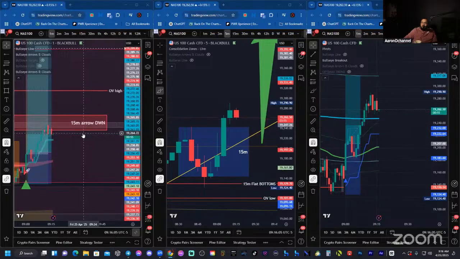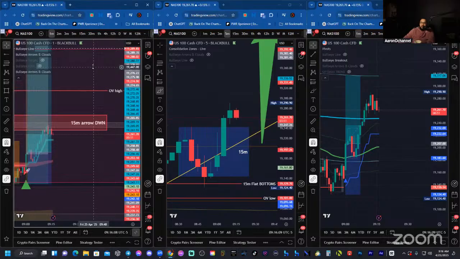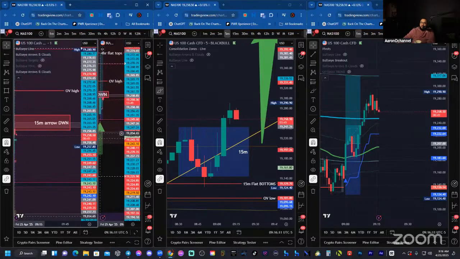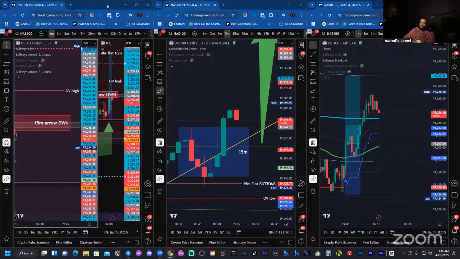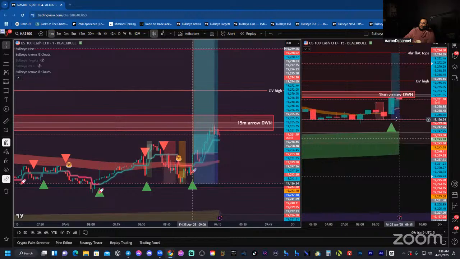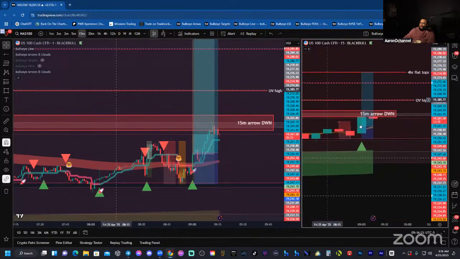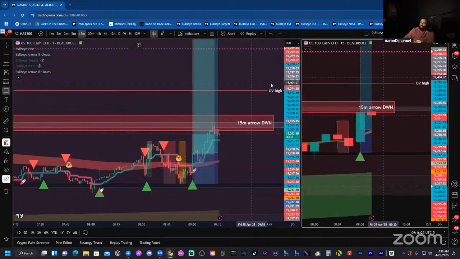We're getting a pretty decent reaction here off of the 15-minute arrow down range. But we also have a green arrow up. See, whenever these things start to fight like this, yeah, that's where it gets kind of interesting. So this red arrow now is valid because it printed on the 15-minute time frame. So make an update to that.